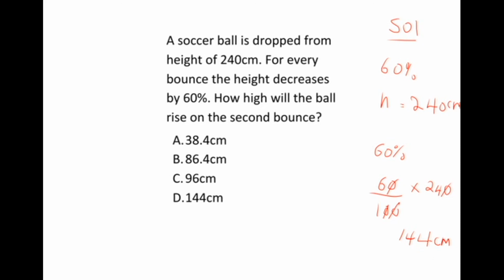The height in which the ball is dropped from is 240 centimeters. Therefore, let us get the remaining height now by taking 240 minus 144. We get 96. So the remaining height is 96.